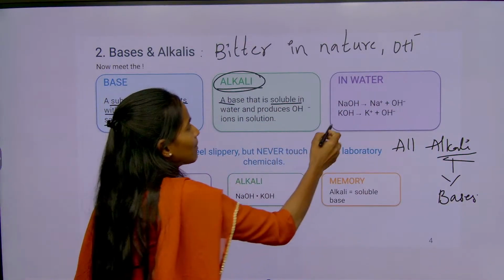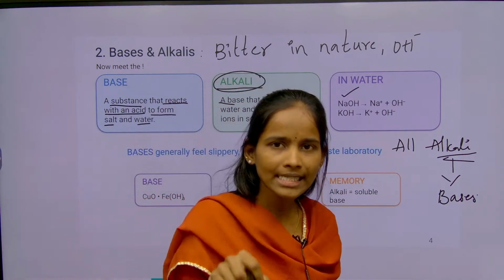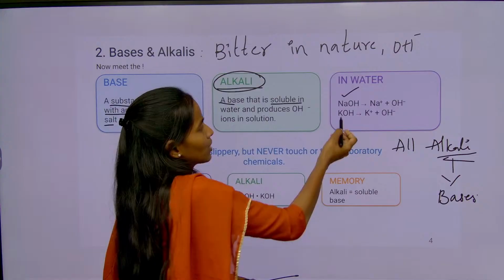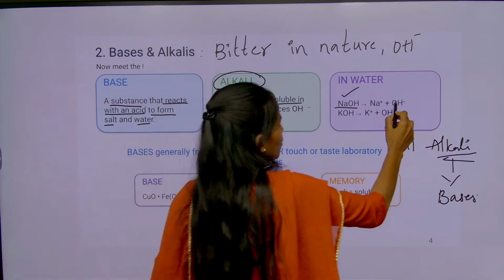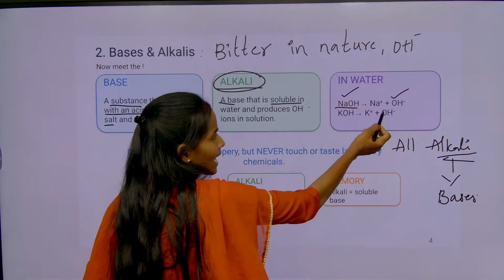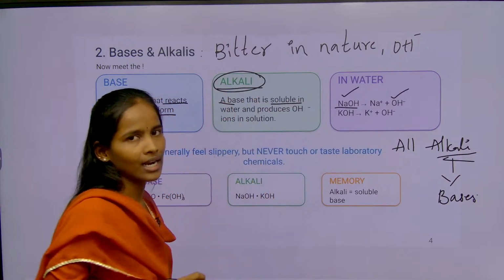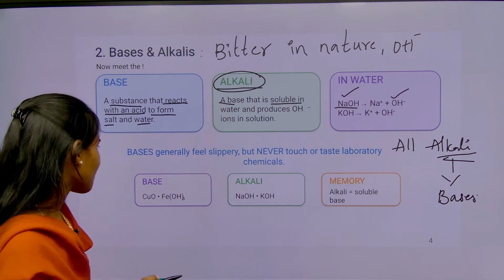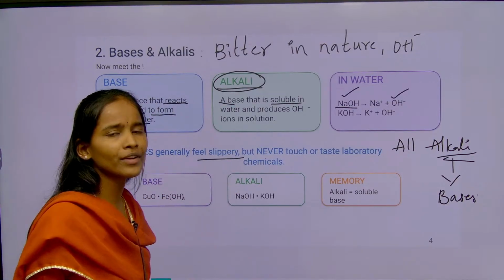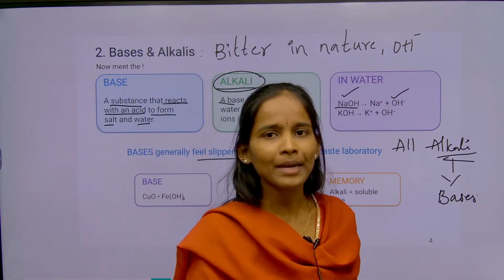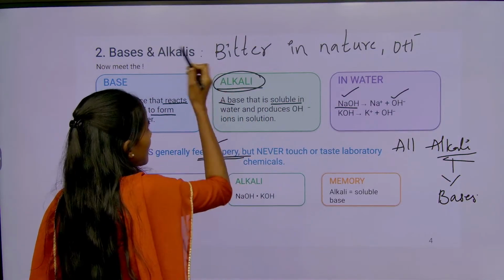Examples: NaOH. If you take NaOH pellets, add them into water and stir for some time, you will see those NaOH or KOH pellets dissolve in the water and release OH minus ions. So these are bases, and as they are dissolving in water, we call them alkali. This is all about bases. Normally bases are slippery in nature. For example, soap is slippery in nature, and soap is an example of a base.